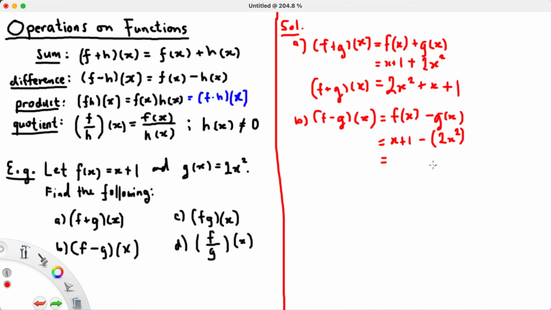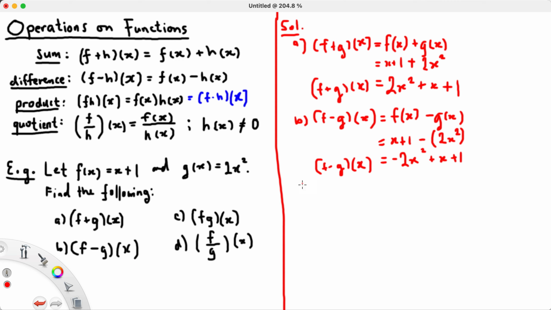It's going to be negative 2x squared here. So let's just write negative 2x squared in front, plus x plus 1. So that's going to be the value of our f minus g of x. Okay, and that's our answer for letter B, so f minus g of x.